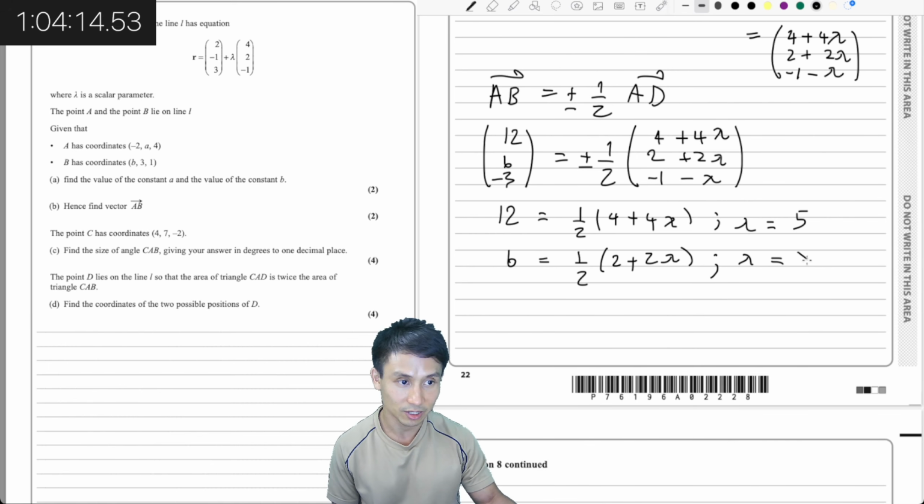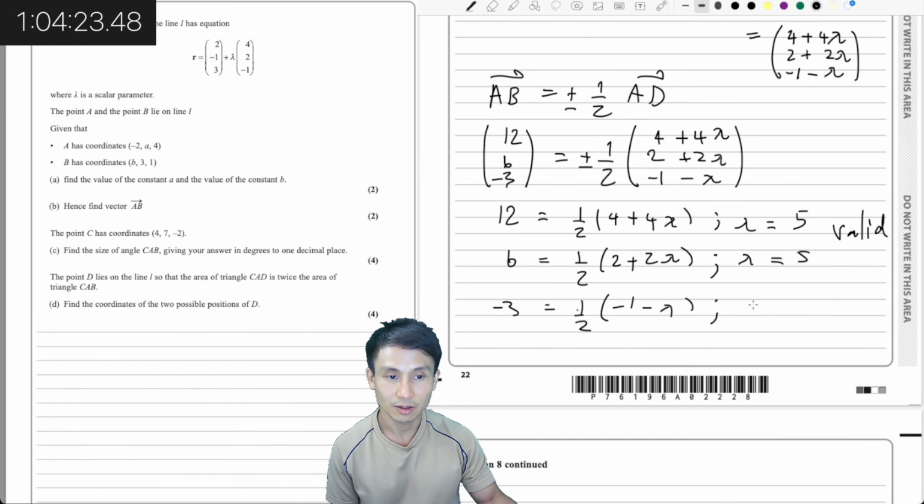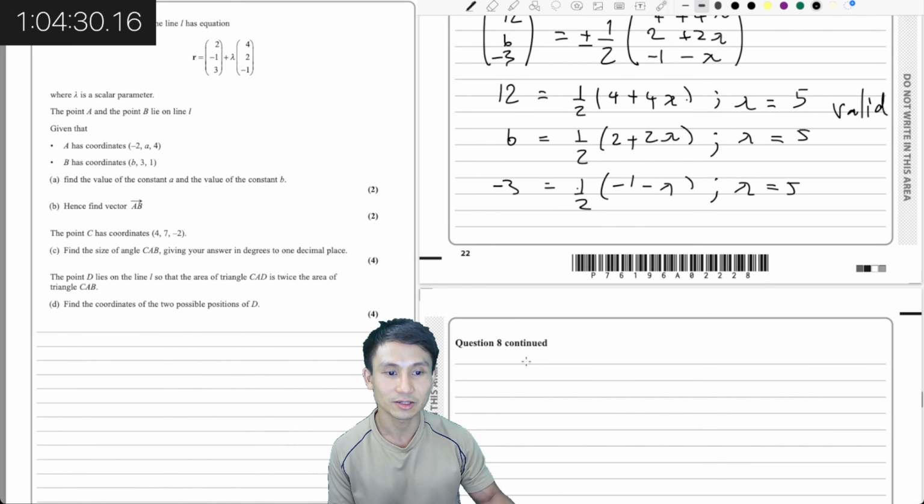Yeah, we get the same thing, so that's valid. Yeah, I think that's valid. So just check the third one. Minus 6, minus 5. Yeah, so that's all valid. So lambda equals 5. And then we're just going to do a minus.